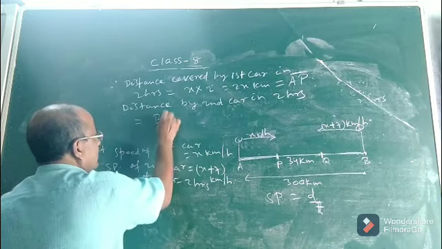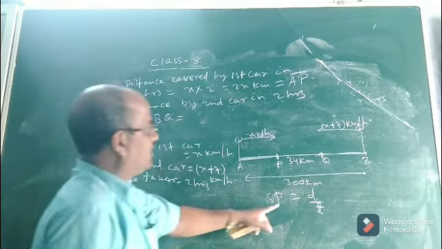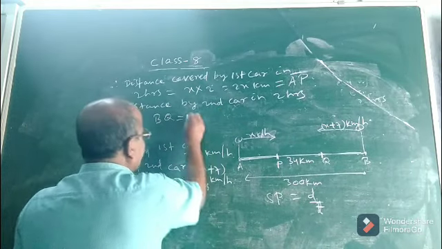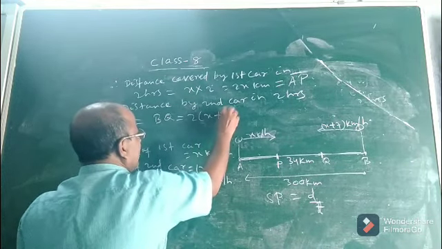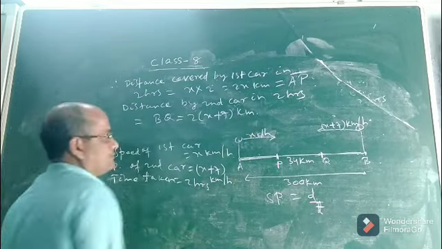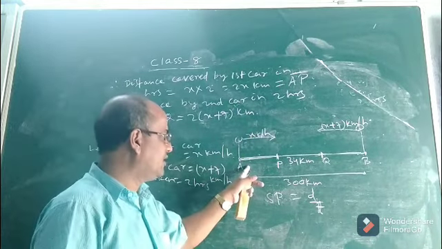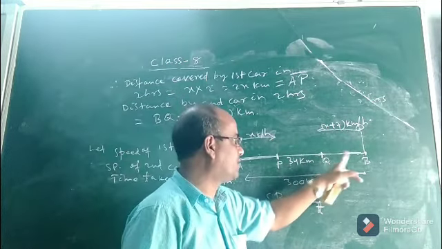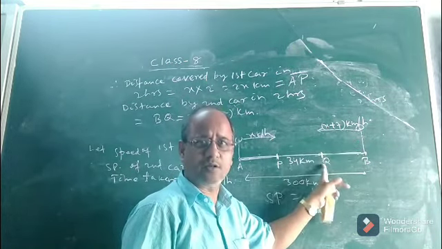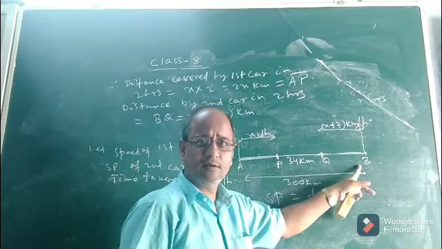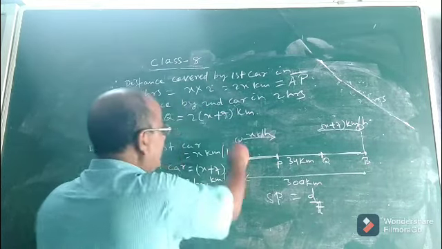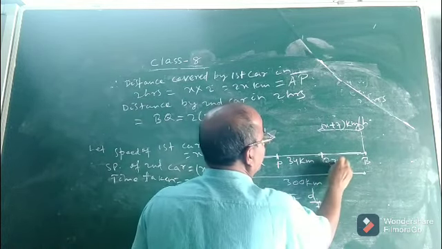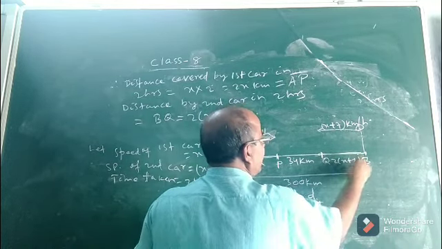So it is BQ. It is again the same formula: distance is speed into time. The speed is x plus 7 and time is 2, so it is 2 into x plus 7 kilometer. So we got how much distance the first car covered in 2 hours, and how much distance the second car covered in 2 hours. That is AP and BQ. AP is equal to 2x and BQ is equal to 2 into x plus 7.